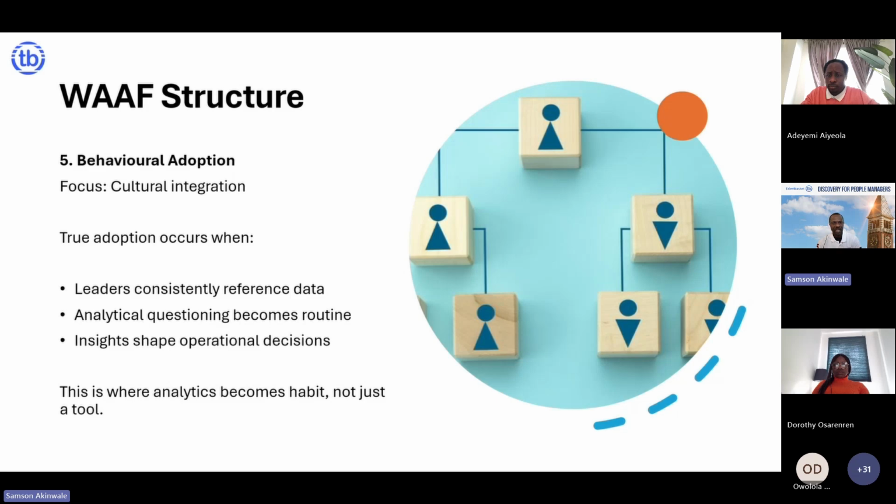Analytics is more or less a tool in our current day, but the best way to make the best out of it is to make it go beyond just becoming a tool. It must be a habit. It must be part of the fiber with which the fabric of the entire workforce is made.